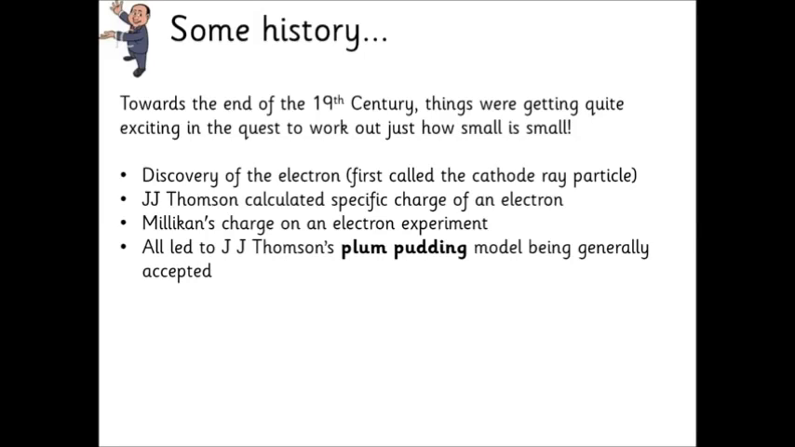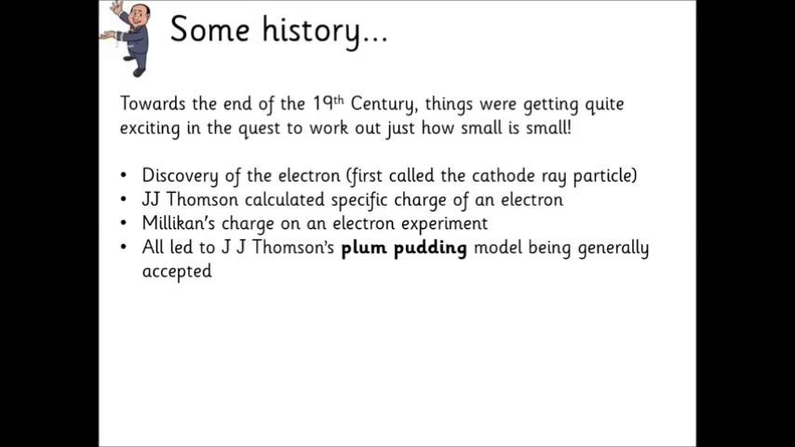Some of the discoveries that went along the way to solving this was the discovery of the electron. First it was called the cathode ray particle, which you may have heard of, cathode ray tubes with the old style televisions. J.J. Thomson did a lot of work on the electron. He calculated the specific charge of the electron, which is the charge over the mass, the ratio of charge to mass. Millikan took this information and, using his famous experiment with an oil drop, managed to work out the charge on electrons and worked out that it was an amount, 1.6 times 10 to the minus 19 coulombs.